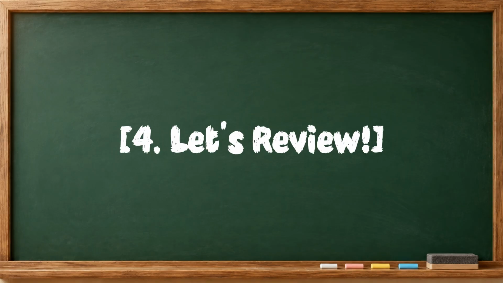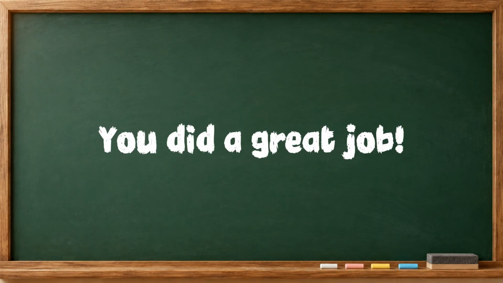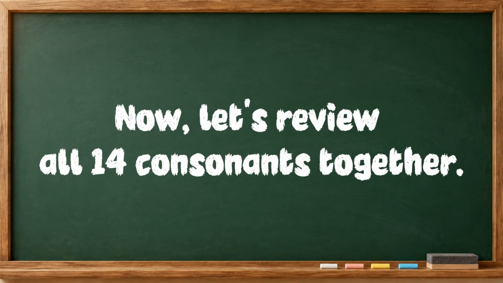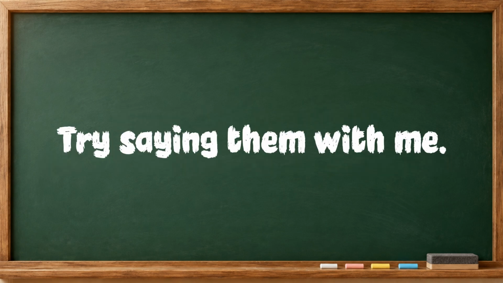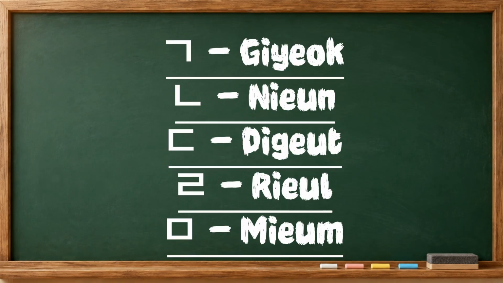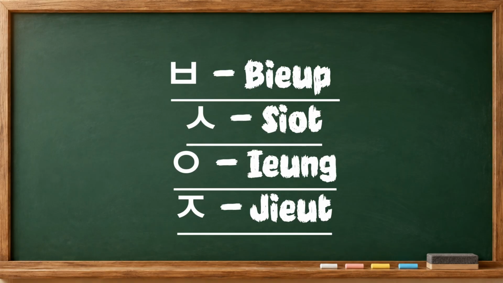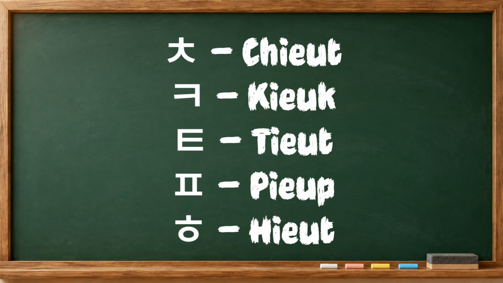Excellent! 4. Let's review. You did a great job. Now, let's review all 14 consonants together. Try saying them with me. Take your time. 기역, 니은, 디귿, 리을, 미음. 비읍, 시옷, 이응, 지읒, 치읓, 키읔, 티읕, 피읖, 히읗.